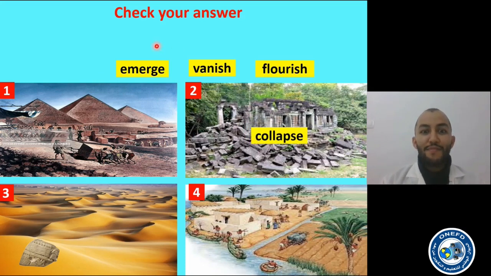Number 2, emerge. So what is it? Or which picture is it? The first, the third, or the fourth? You know, emerge. So, yeah, picture number 1. Emerge. It appears. Okay, they are just starting building up their civilization. Okay.